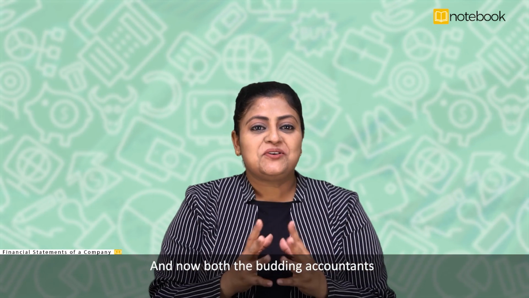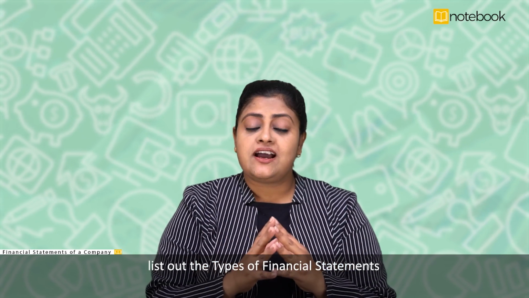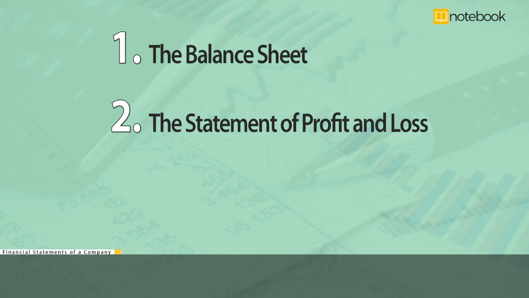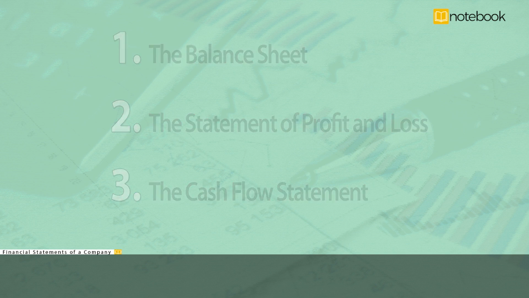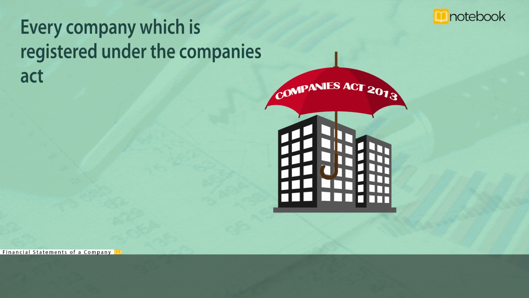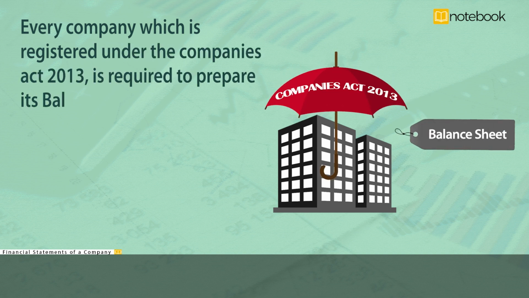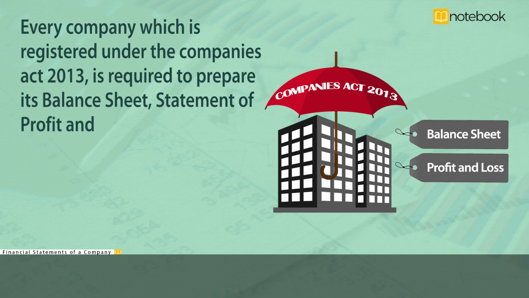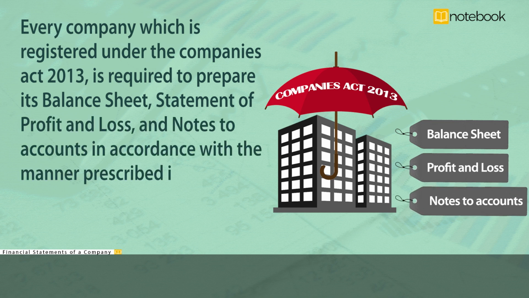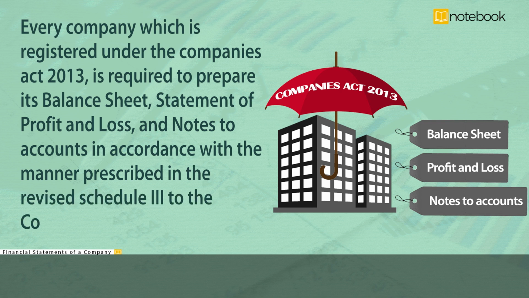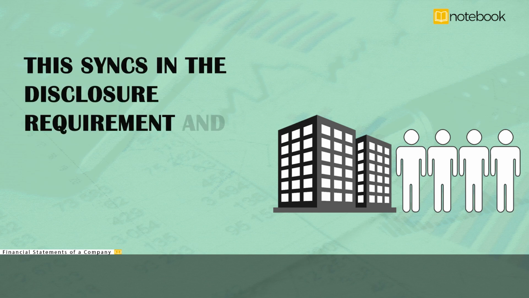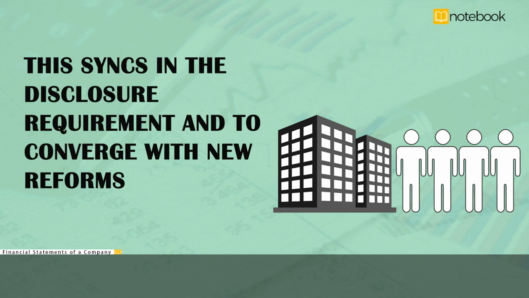And now, both the budding accountants list out the types of financial statements. The balance sheet, the statement of profit and loss, the cash flow statement. Now, every company which is registered under the Companies Act 2013 is required to prepare its balance sheet, statement of profit and loss, and notes to accounts in accordance with the manner prescribed in the revised Schedule 3 to the Companies Act 2013. This syncs in the disclosure requirement and converges with new reforms.